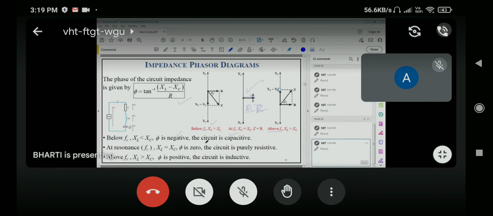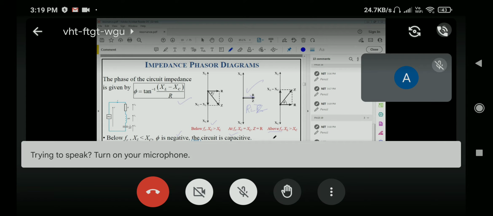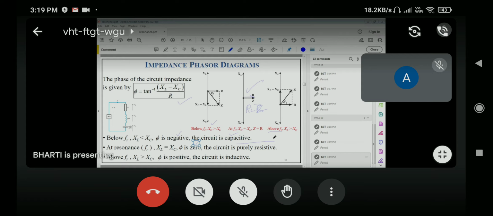So in this case, at resonant frequency phi is equal to 0 and the circuit will be purely resistive. You have to remember these three things. Below resonant frequency, XL will be less than XC, that means phi is negative and the circuit is capacitive. At resonance it will be purely resistive. These 3 points you need to remember. And above the resonant frequency, the circuit will be inductive. Is it clear to you, this point? Yes, ma'am. Okay, so this thing you have to remember.